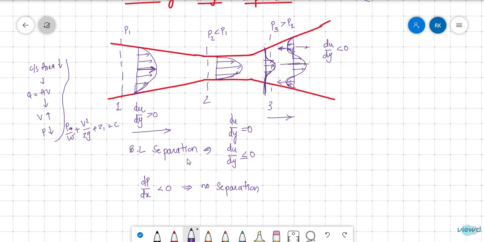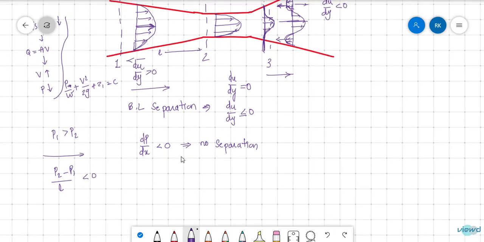If the pressure gradient is such that P1 is more and P2 is less, then P1 is greater than P2 in this direction. So what is dP by dx? If there is a constant decrease in pressure over a length L, that will be P2 minus P1 by L. That will be less than 0. This will be a negative value because P2 is less than P1.